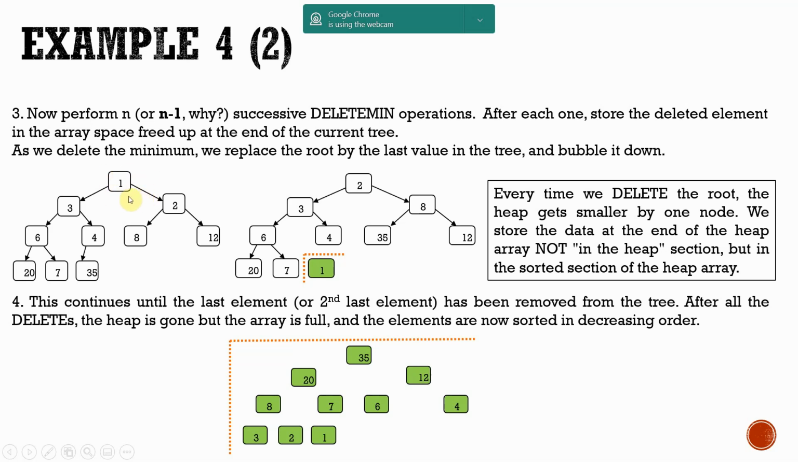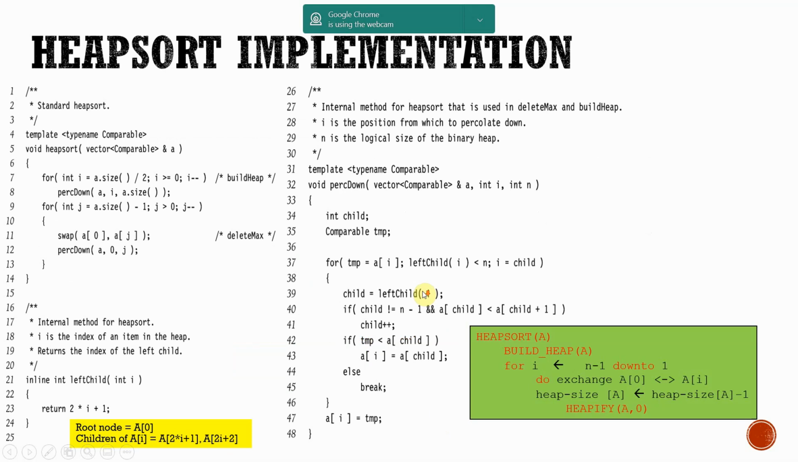After deleting the root one time, this is after the bubble down approach, we end up with this heap, right? And we keep 1 in the sorted region of the array, so it would be the last element, and we keep doing that n-1 times, and using this method we find the array in decreasing, descending sorted order.